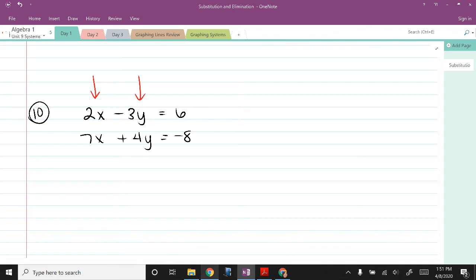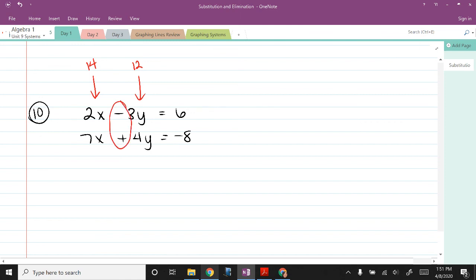So what you want to do is find the lowest number that they both go into. So 2 and 7 both go into 14 as the smallest number. And 3 and 4 both go into 12. Now, 14 and 12 are relatively close to each other. So it's not really going to make a difference whether you choose the x's or the y's. And I'm going to use y's, and here's why. They already have opposite signs.